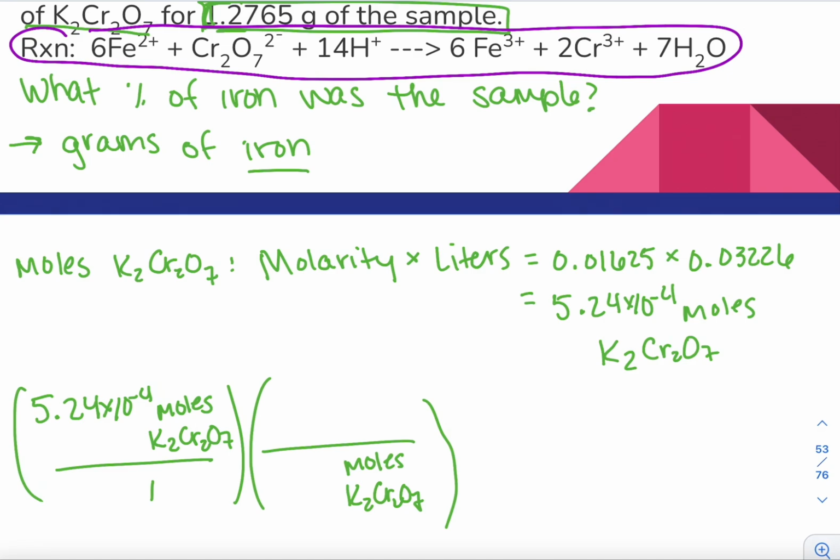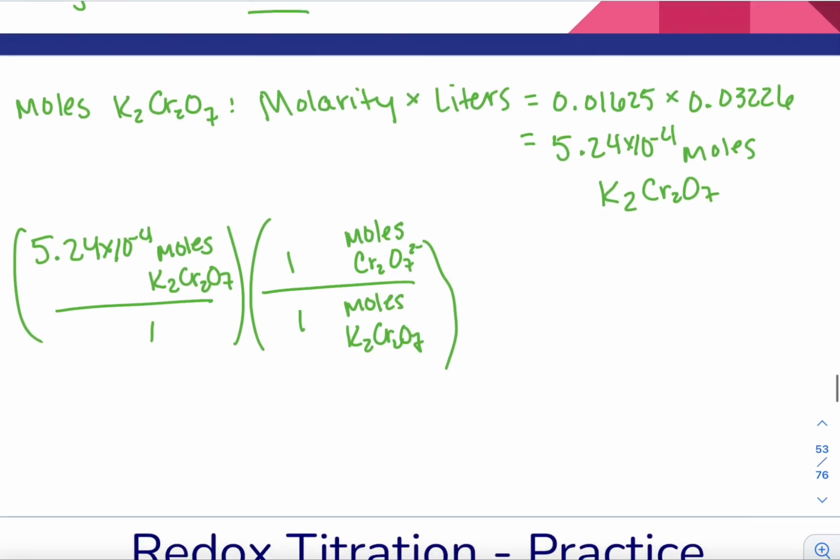So when we go up to this reaction and try to find the mole ratio, we can't find the mole ratio of potassium dichromate because it's not there. So what I'm going to do is go to moles of dichromate. For this one, like I said, it doesn't matter because it's a 1-to-1 ratio. All that means is that in potassium dichromate, when it dissociates, how many moles of dichromate do I get? And it's just 1.